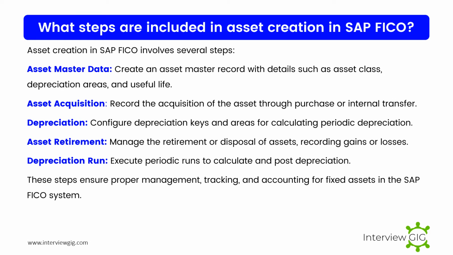What steps are included in asset creation in SAP FICO? Asset creation in SAP FICO involves several steps. Asset master data. Create an asset master record with details such as asset class, depreciation areas, and useful life. Asset acquisition. Record the acquisition of the asset through purchase or internal transfer. Depreciation. Configure depreciation keys and areas for calculating periodic depreciation.